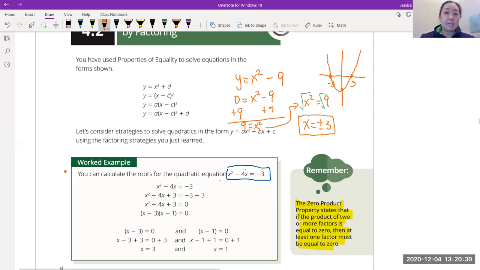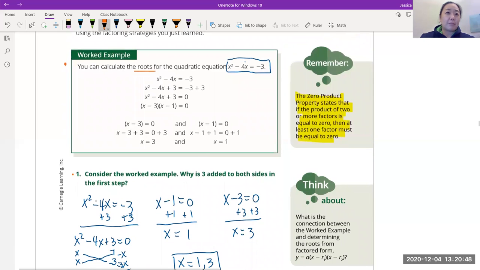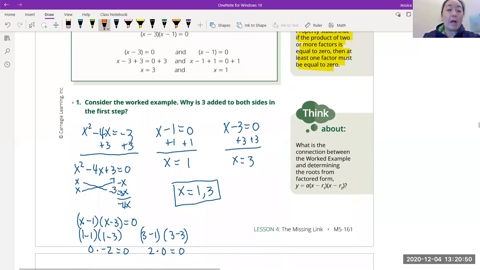We're going to do the same thing with these. So if we have this quadratic equation right here, x squared minus 4x equals negative 3. What we're trying to do is solve for x, which means, I know it says to calculate the roots, right? Which means we got to set this thing equal to 0. I copied down the problem, and the first thing to do is set it equal to 0, because we want that y equal to 0. So we're going to add 3 to both sides. And so now we have it equal to 0.